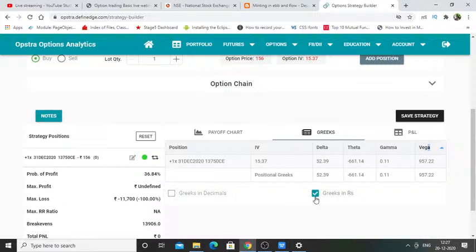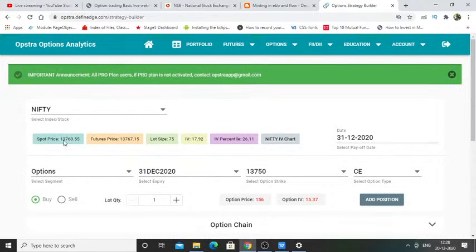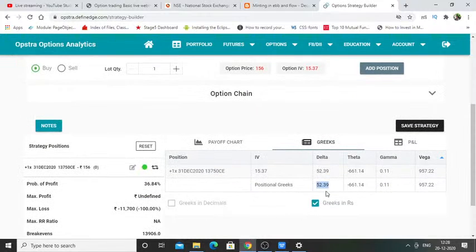If you click on Greeks in rupees, you will see the delta is 52, which means for every 1 rupee move, this particular position will give you 52 rupees profit. If Nifty moves from 13760.55 to 13761.55, then this premium will give you 52 rupees as your profit.